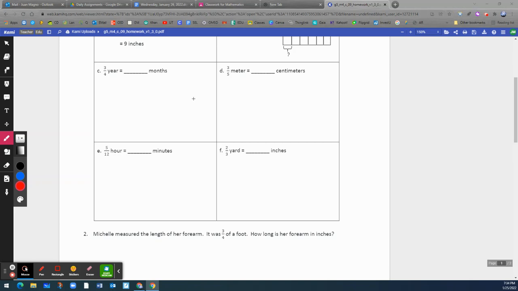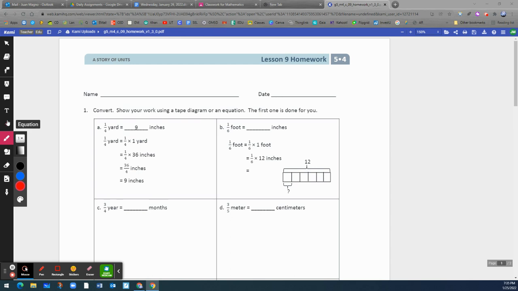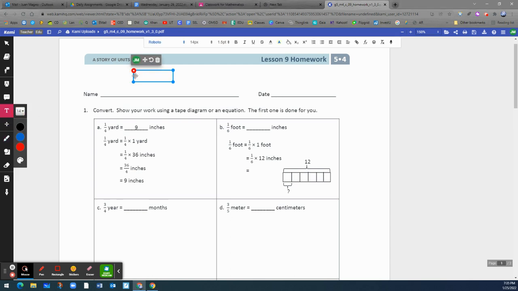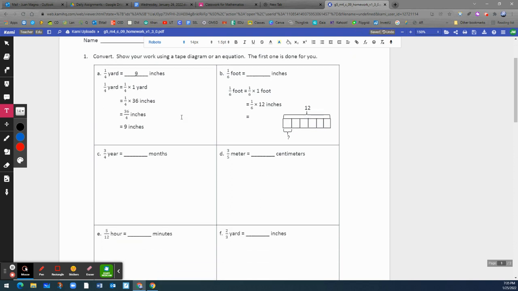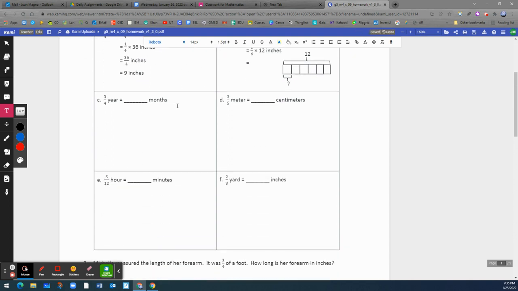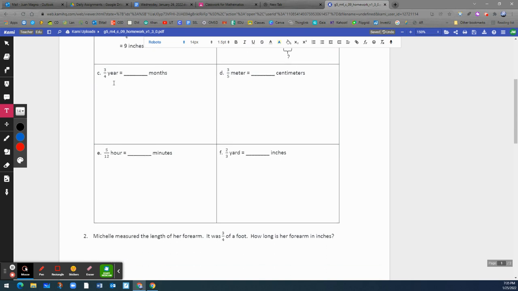My apprentices, today the objective is to find the fraction of a measurement. The measurement can be in standard form or it can be in metric form. Let's look at a problem.